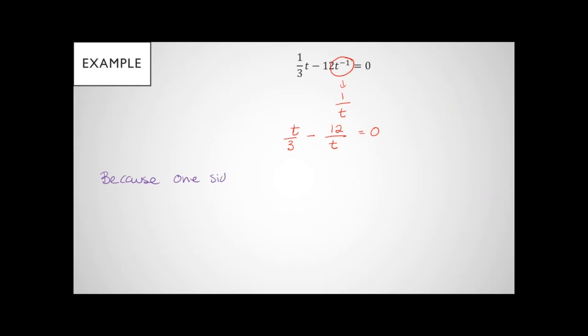Because one side is equal to 0, multiply both sides by the common denominator.